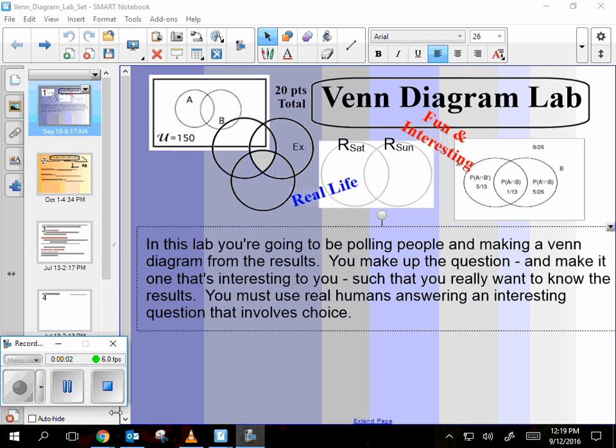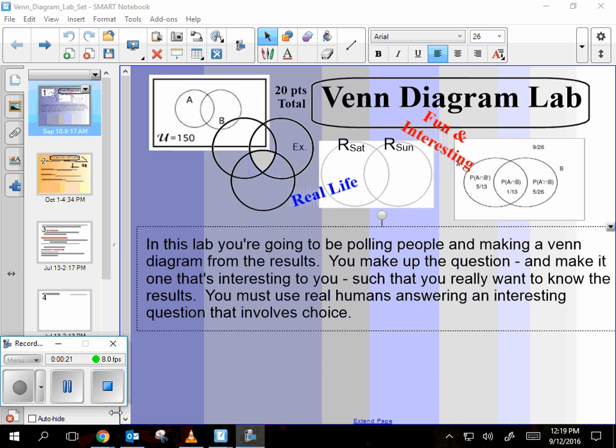Okay, today I am introducing the Venn diagram lab. It's part of your homework. It's not due till Friday, by the way. But since we don't have too much for homework tonight, you may as well get it going tonight. And again, it's due when? Friday. Friday, good.